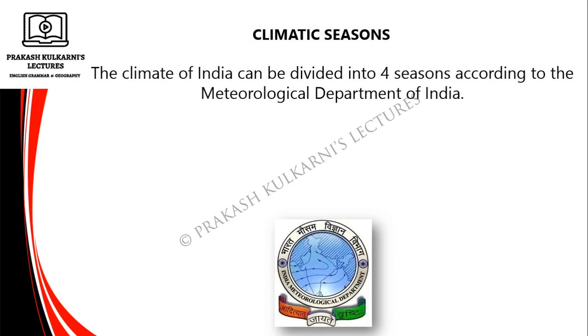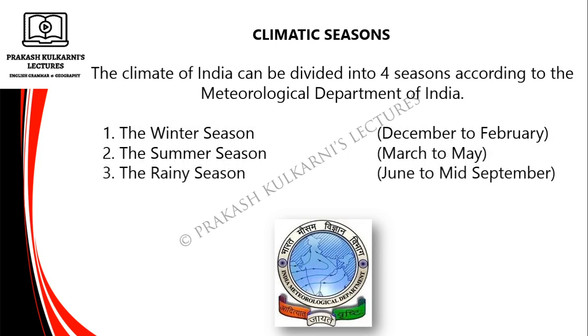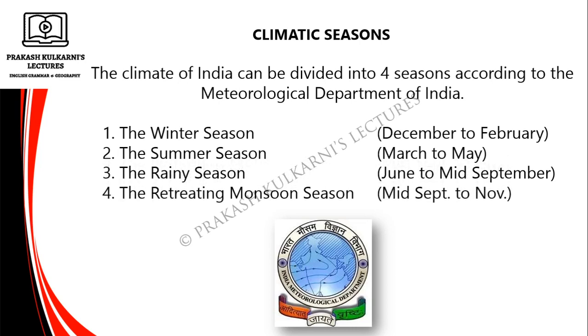The climate of India can be divided into 4 seasons according to the Meteorological Department of India. The winter season, December to February. The second one, the summer season, March to May. Third one, the rainy season, June to mid-September. Fourth, the retreating monsoon season, mid-September to November. In the examination, they are asking you a question: what are the 4 climatic seasons and mention their periods?